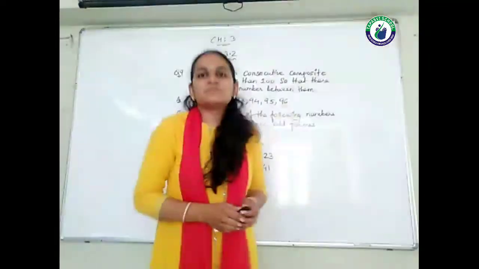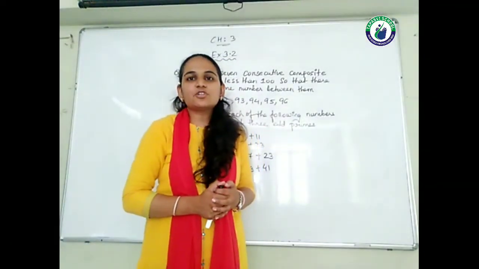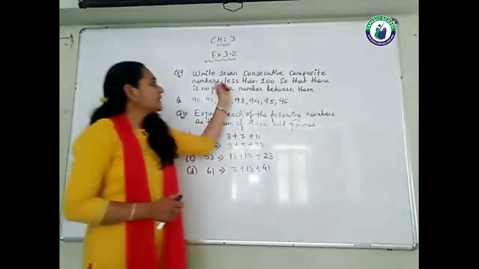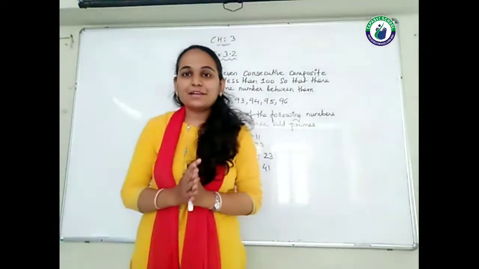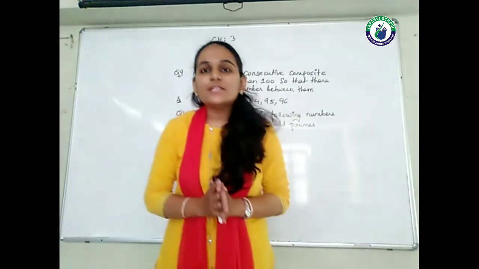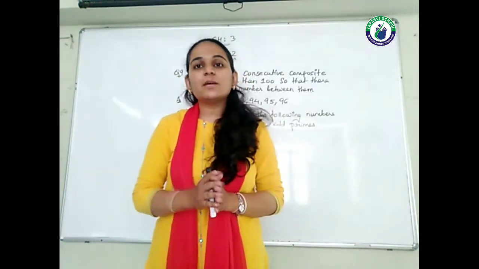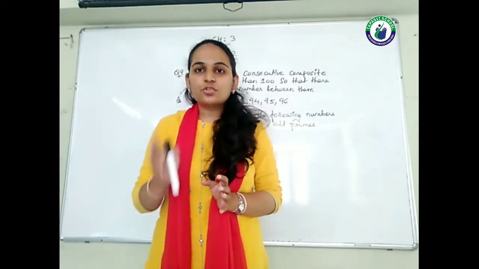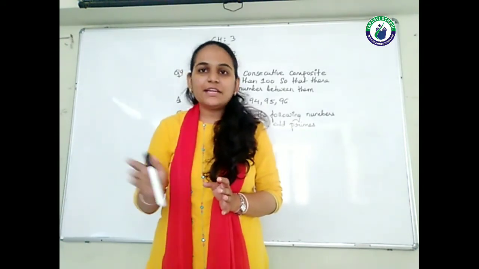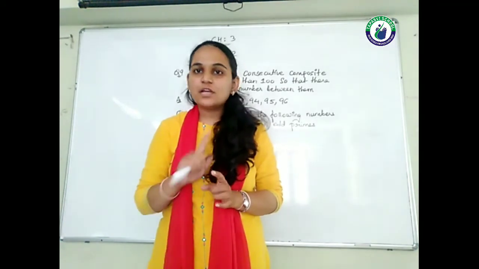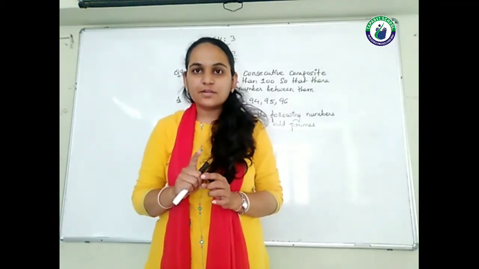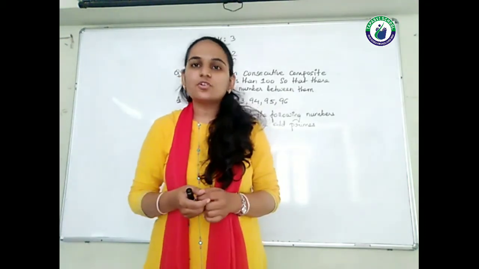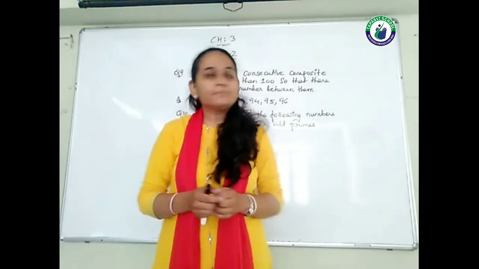Is it okay, students? Now let's see question number 9. Write 7 consecutive composite numbers. First of all, let me clarify this word consecutive. Consecutive numbers means the numbers which come one after another. For example, 3, 4, 5, 6, 7, 8. If I say 7 and 9, they are not consecutive numbers. But 7, 8, 9, 10 are consecutive numbers.